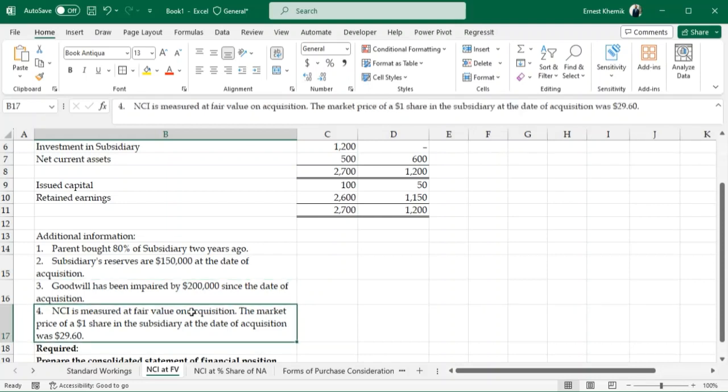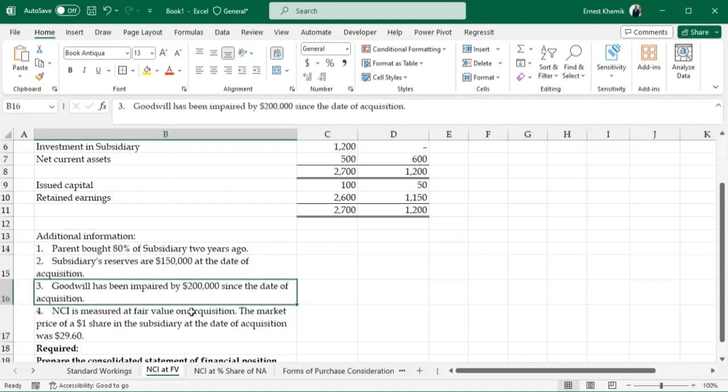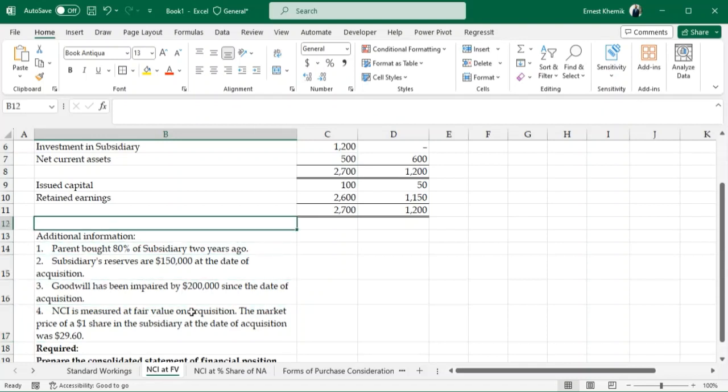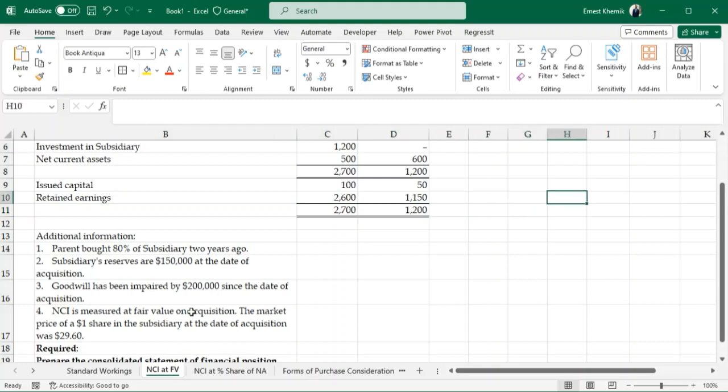Now in this particular one, we are seeing that the fair value has not been given to us directly, but the market price of one share in the subsidiary at the date of acquisition has been given to us. So we can use that to multiply. We'll use this particular figure, the market price per share for the subsidiary at the date of acquisition, and multiply it with the NCI's percentage holding in the subsidiary. So let's look at how this is going to be. So we'll have our solution here.